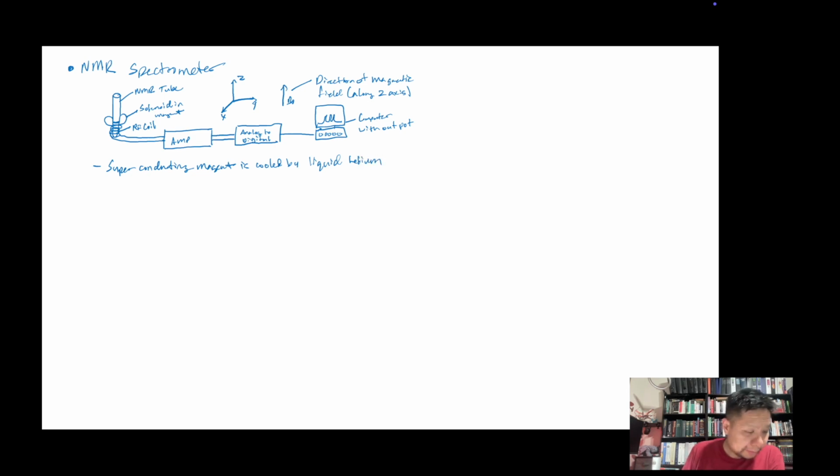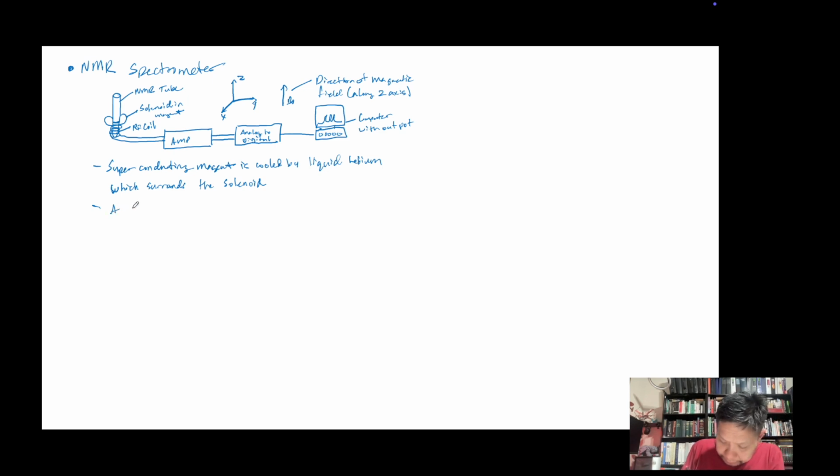Liquid helium is super, super cold, right? It surrounds the solenoid, inside the magnet. So to keep the helium from evaporating, there's a dewar that surrounds it.